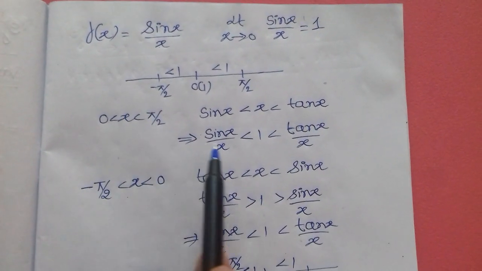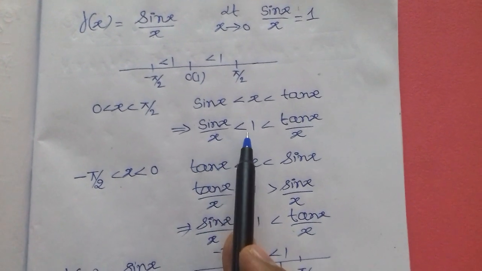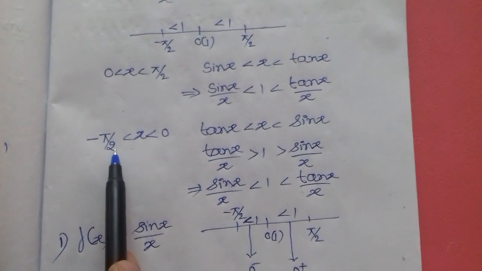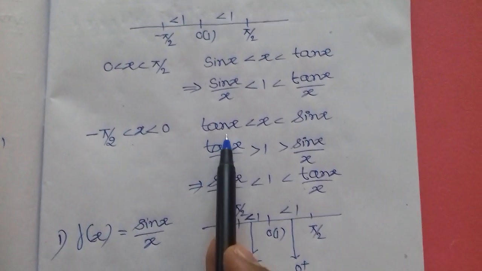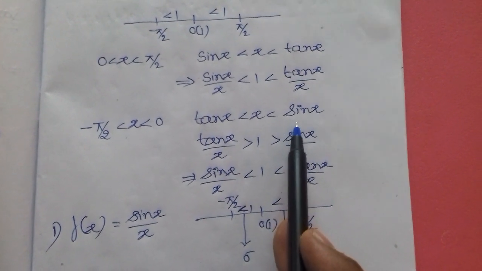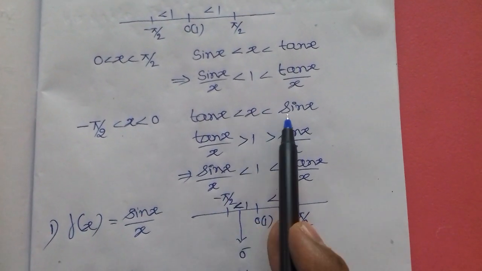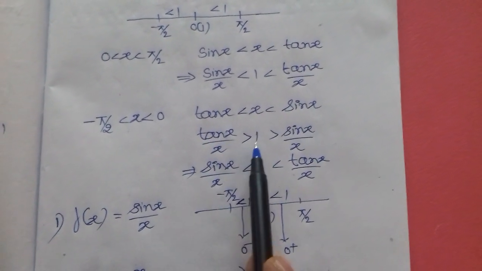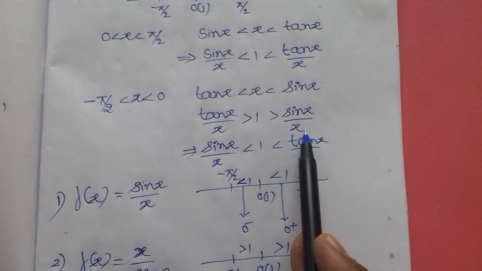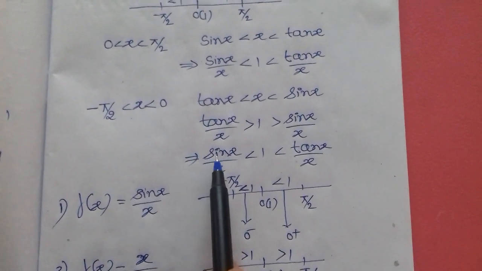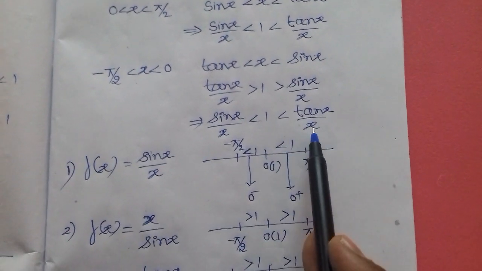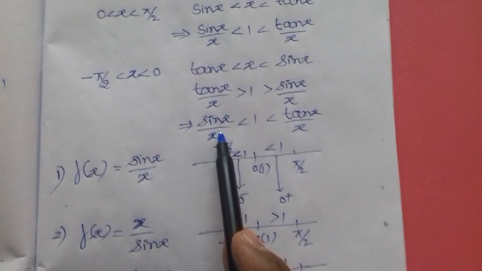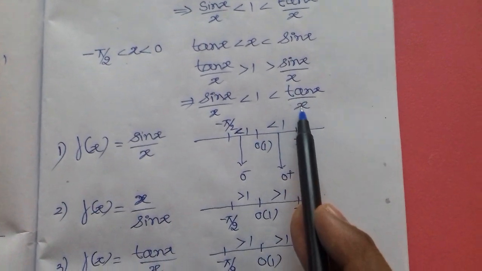So therefore in 0 to pi by 2, always sin x by x less than 1 and tan x by x greater than 1. Similarly, in minus pi by 2 to 0, tan x less than sin x. If we divide it with x, as x is negative, the inequality interchanges like this: tan x by x greater than 1 greater than sin x by x. So writing in the reverse manner, sin x by x less than 1 less than tan x by x. That means in minus pi by 2 to 0, sin x by x is less than 1 and tan x by x is greater than 1.